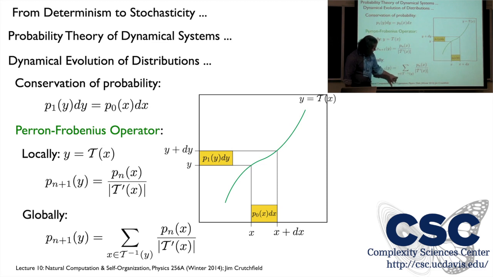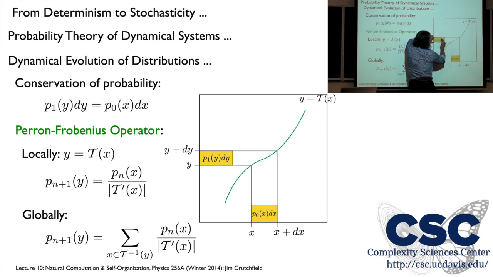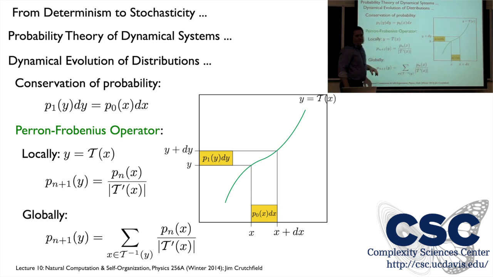So this notation here means the x's in the set that are the inverse images of y. So I'm sitting here and asking, oh, here's one contribution, maybe t of x is over here, we've got another contribution. Okay, so this is the Perron-Frobenius operator way of thinking about it.